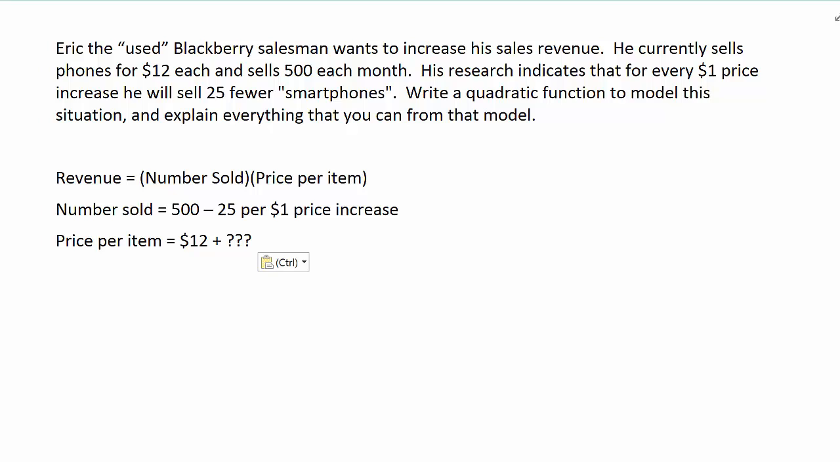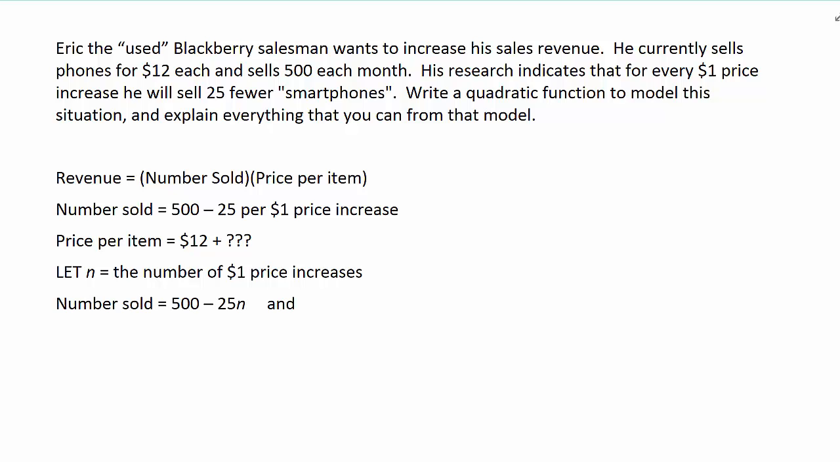So let's suppose that he raises the price n times. This will make the number sold 500 minus 25n and the price 12 plus n, and therefore his revenue is (500 minus 25n) times (12 plus n). Revenue is a function of n, the number of $1 price increases. If we expand this and convert it into vertex form by completing the square, we can get some really useful information out of this equation.